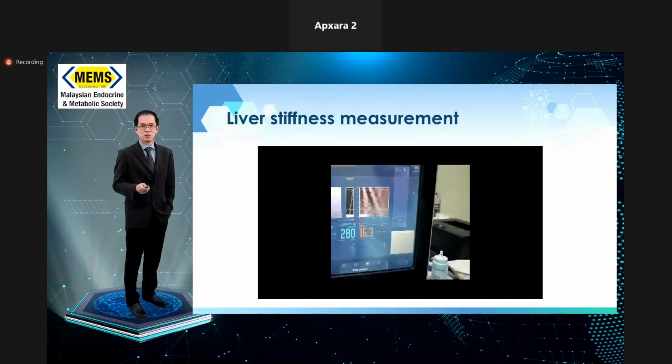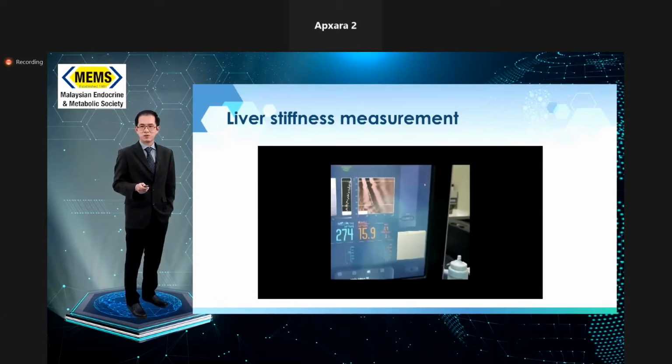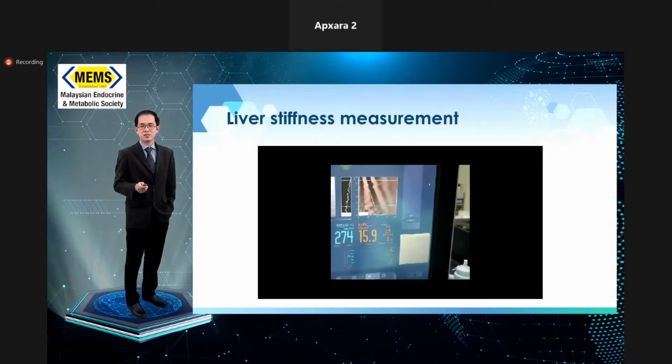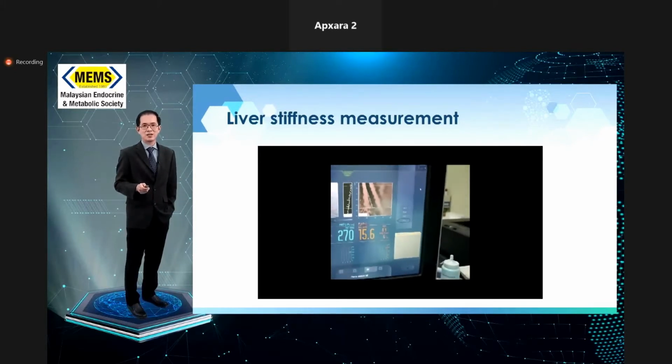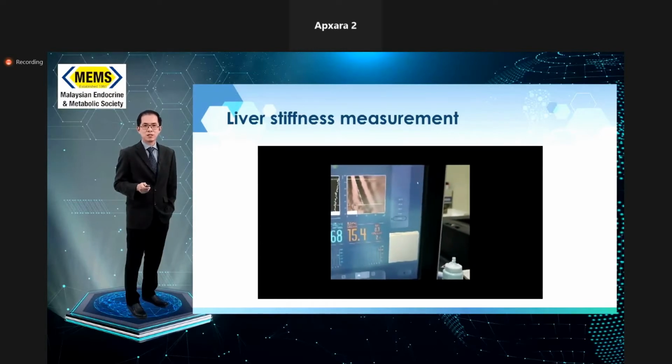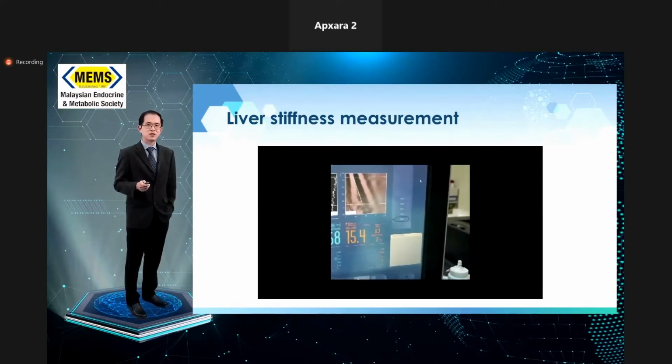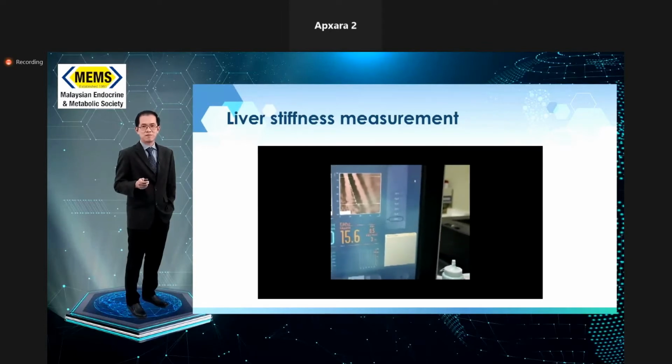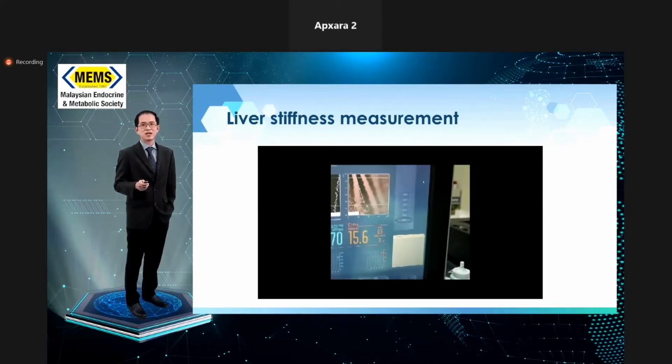Typically, we will record 10 valid measurements, and the value that we obtain will be used to estimate the degree of liver fibrosis. One of the important things to look at to interpret this value is the IQR over median. The IQR over median tells us how far the values of the measurement disperse from each other. We generally take an IQR over median of less than 30% for the examination to be considered reliable.